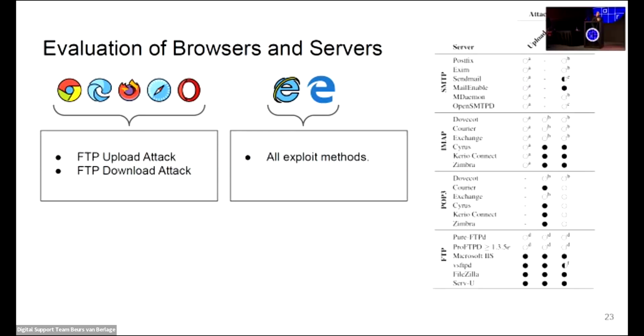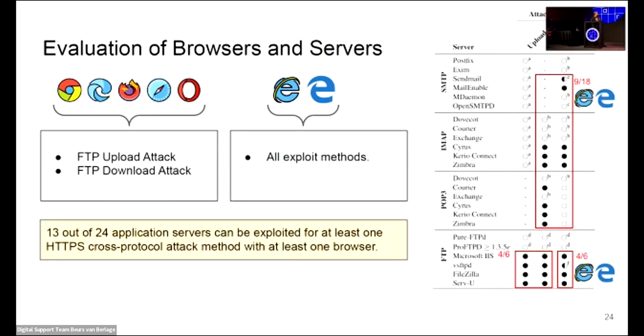And we looked at 24 application servers, speaking one of the 4 protocols, and looked for their tolerances as well. And we found that in over half of them, we can at least find some attack vector that works in one browser at least. So in 13 cases, we can use download or reflection attacks in Internet Explorer and its legacy, and in 4 cases, we can do all the attacks, also the FTP upload and download attack, in all browsers.